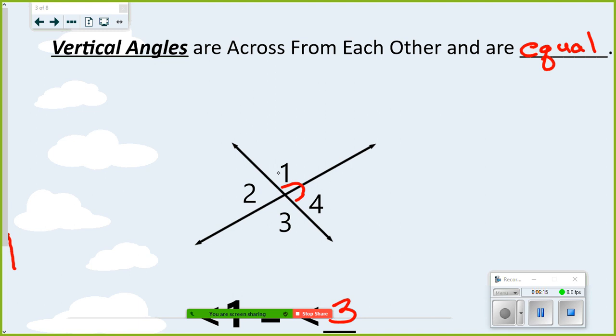Really, I could tell you one angle in this picture and you could figure out all the rest of them. So if I told you that angle 1 was 80 degrees, what's angle 3? 80 degrees, that's vertical. And angle 2 is 100, because again, here's a straight line that's been split. So 1 plus 2 has to add up to 180. And since angle 2 is 100, that means angle 4 is also 100 because they're vertical. So if I tell you one angle in that picture, you should be able to find all the rest of them.